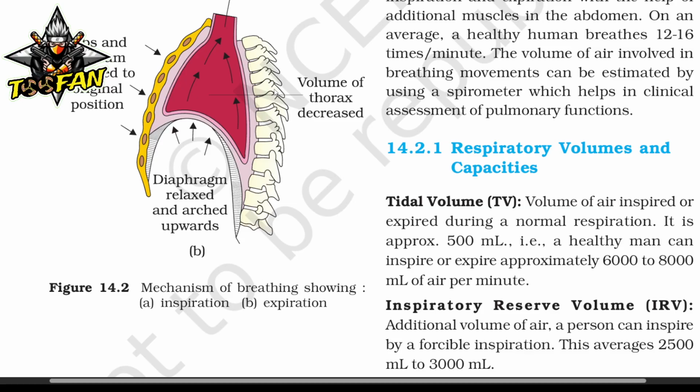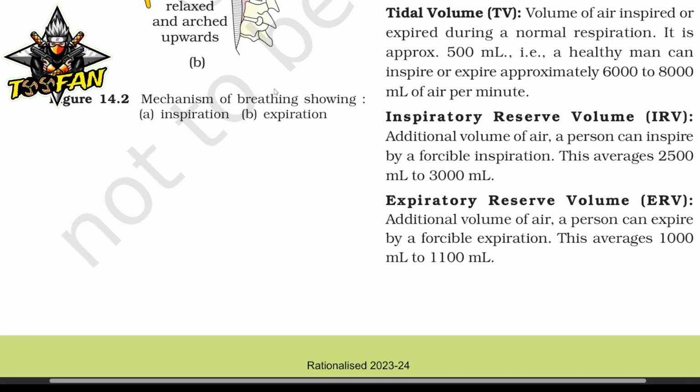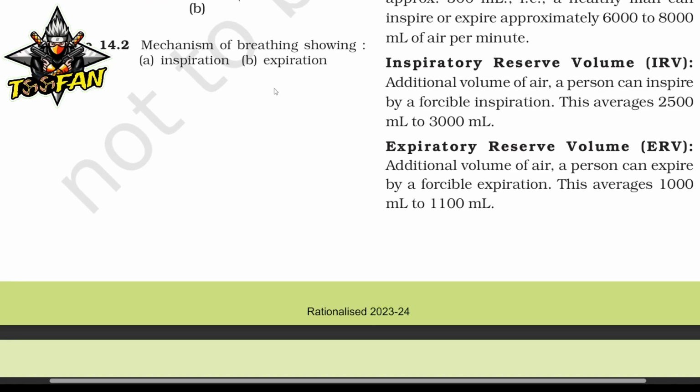First, tidal volume. Volume of air inspired or expired during a normal respiration. It is approximately 500 ml, that is, a healthy man can inspire or expire approximately 6000 to 8000 ml of air per minute. Inspiratory reserve volume. Additional volume of air a person can inspire by forcible inspiration. This averages 2500 ml to 3000 ml. Expiratory reserve volume. Additional volume of air a person can expire by a forcible expiration. This averages 1000 ml to 1100 ml.